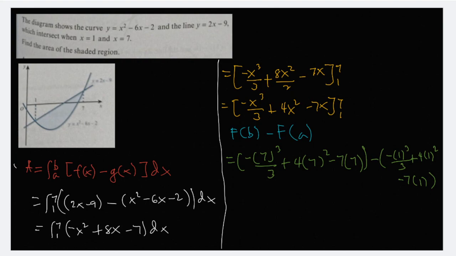Now let's move on. Let's try to combine. If we're going to evaluate it, the fastest way is to use your calculator. Just plug in all the given in the calculator, and we're going to arrive with 36 units squared.